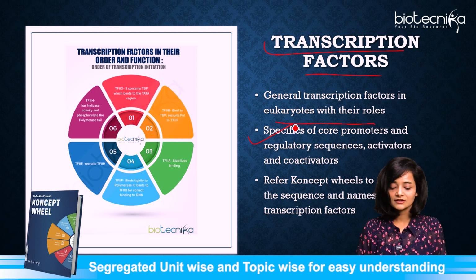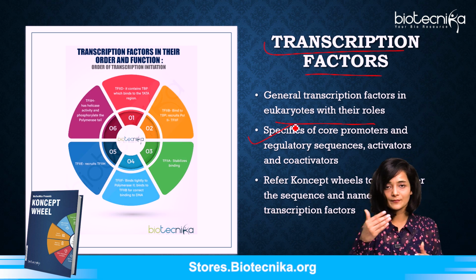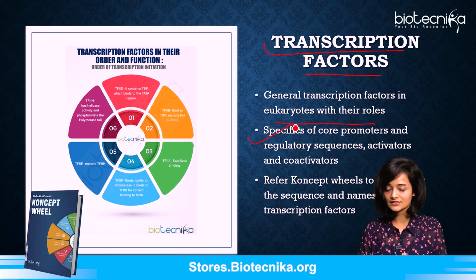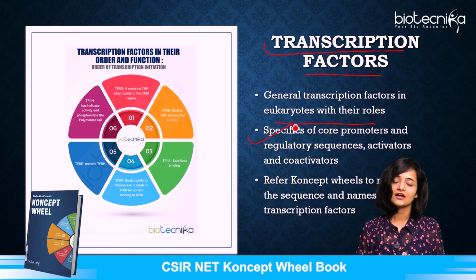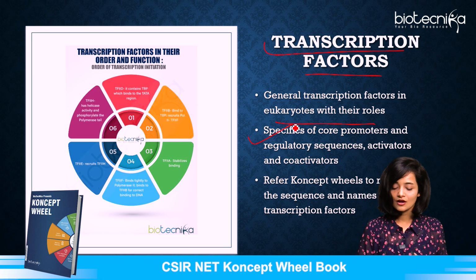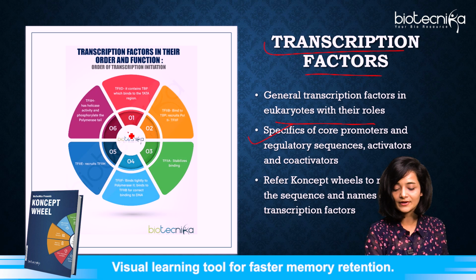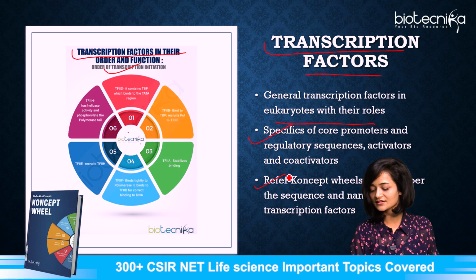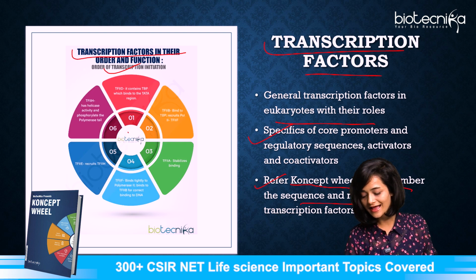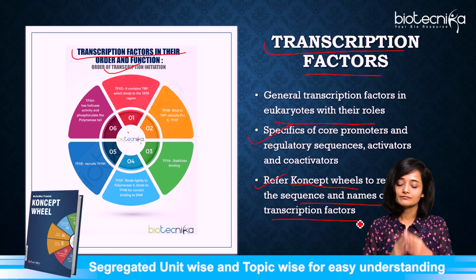As we know, in eukaryotes the transcription factors are involved and they come in sequence and perform specific roles. So what is the sequence of the events that are taking place? What kind of transcription factor comes at the start, and then at last? All these things you can learn through the concept wheel. Here I've given an example of how transcription factors come in order and what functions they perform. So as suggested, refer to the concept wheels to remember the sequence and the names of the transcription factors. This can be quite handy for you, so make use of this.